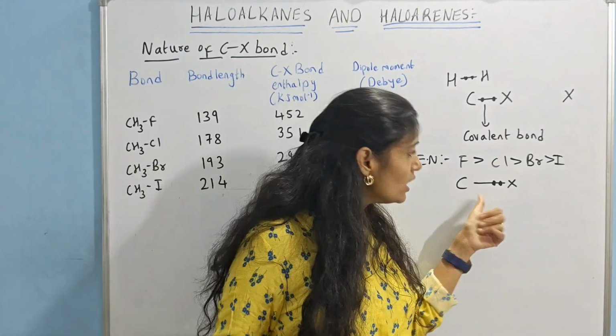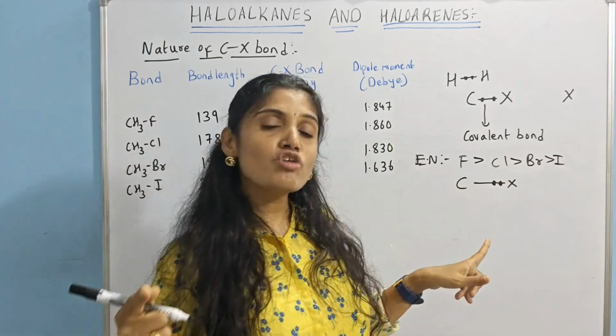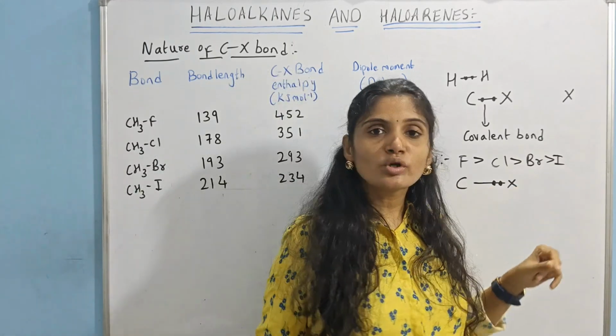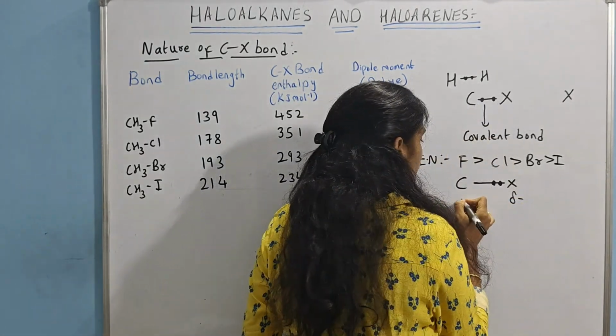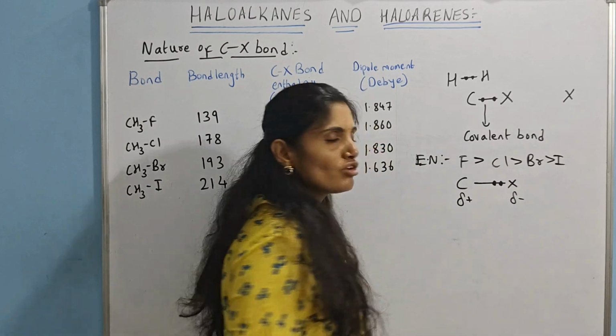But here, due to the highly electronegative nature of halogen, the electrons are more towards the halogen. So your halogen will get a partial negative charge and your carbon will get a partial positive charge.